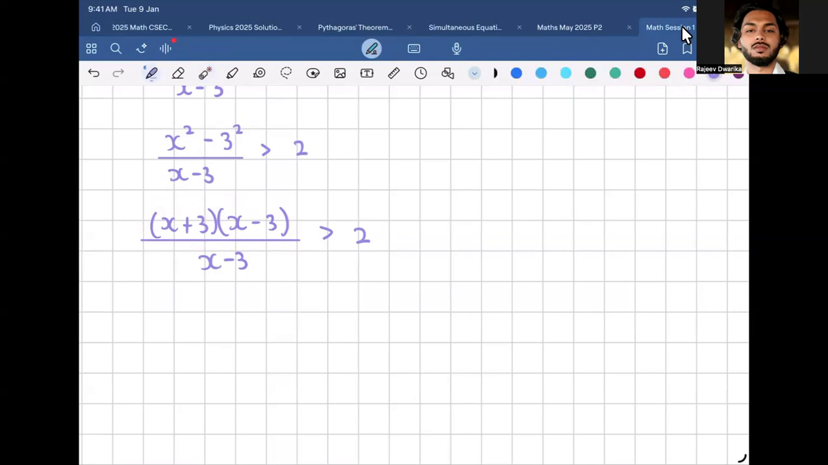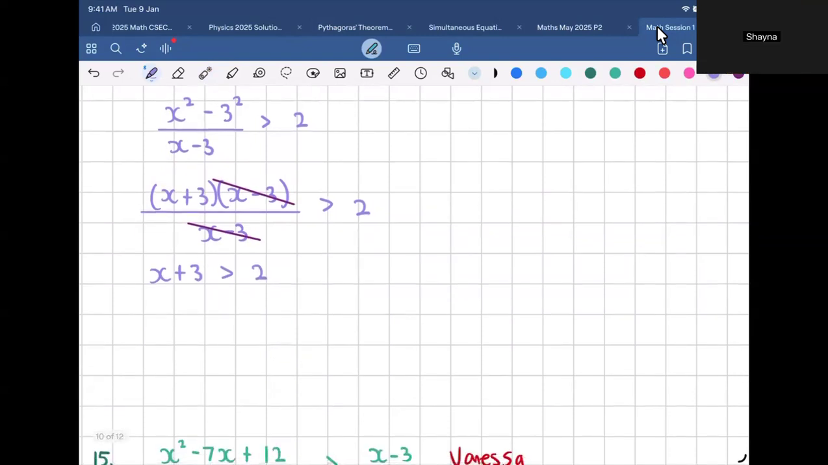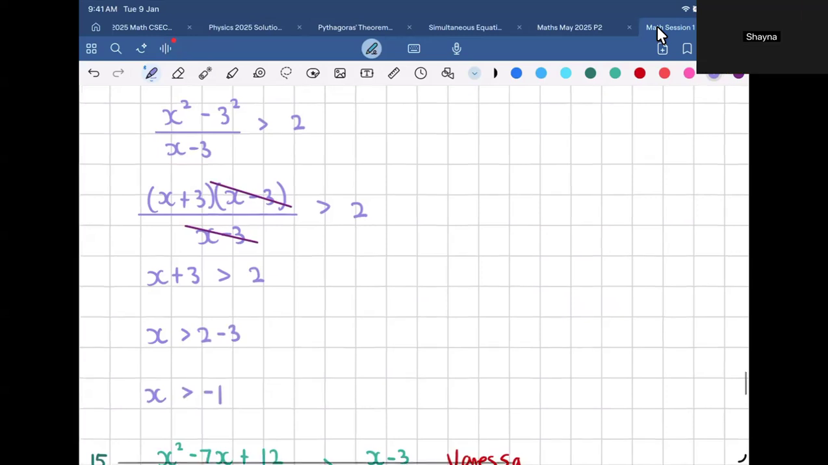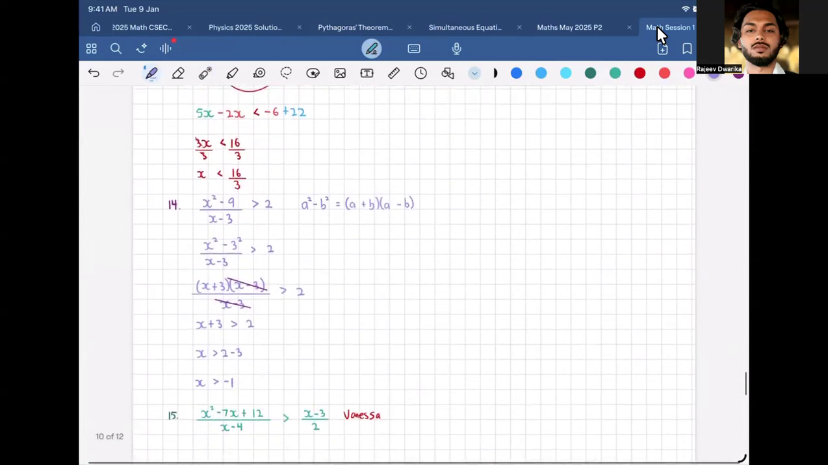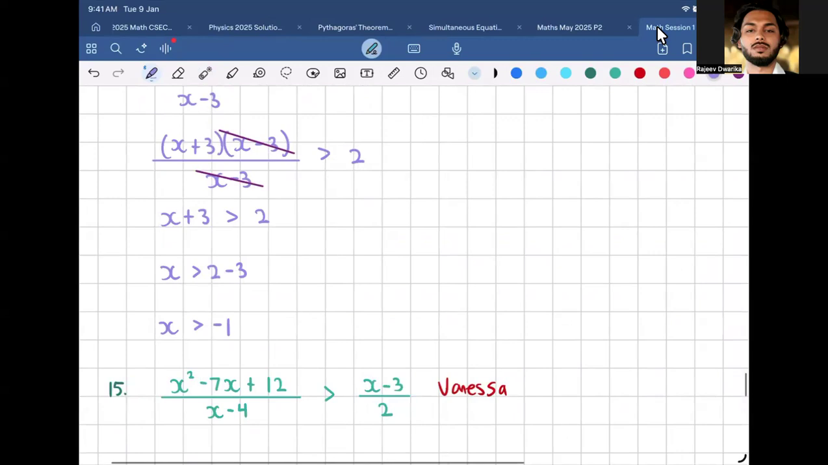So Sheena, what am I going to cancel off now? The x minus 3 and the x minus 3. Yes. And that will leave me with? x plus 3. Right. What next? You move the plus 3 to the other side, so x is more than 2 minus 3. Right, and what is 2 minus 3? Minus 1. Perfect. And let's draw the number line for that. We'll draw the number line for the first one just now. So let's draw the number line for the second question.